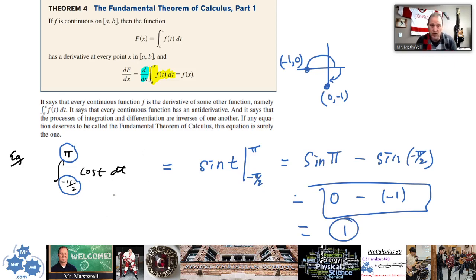Now, how else can we look at this? If you remember from Calc 30, negative pi over 2 is over here and pi is over here. This is what the graph kind of looks like. These two sections would cancel out, and this section here would be our result.